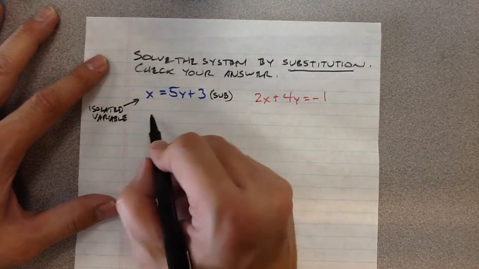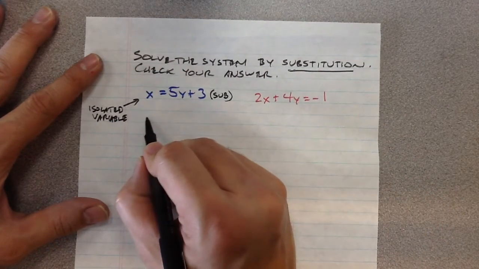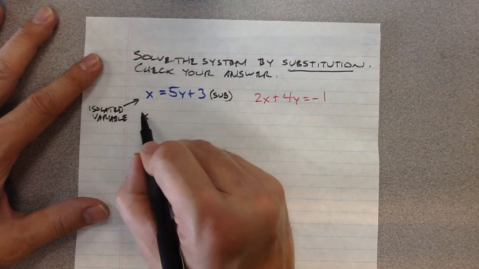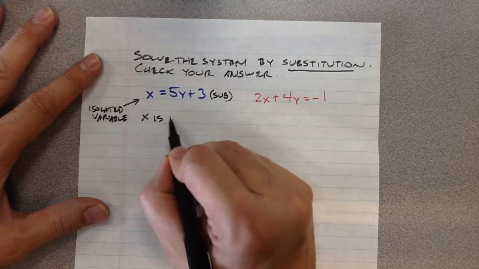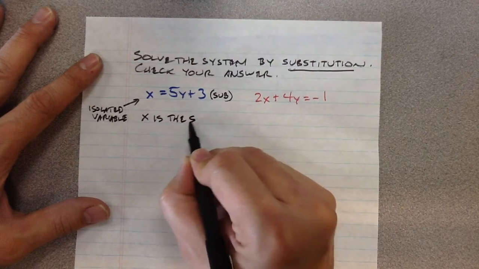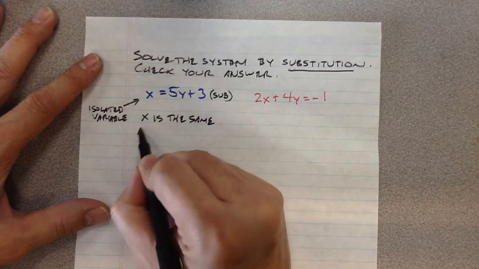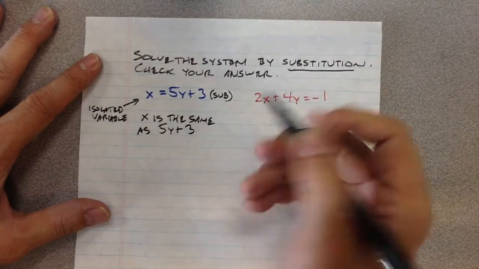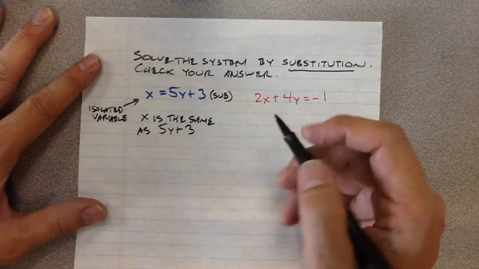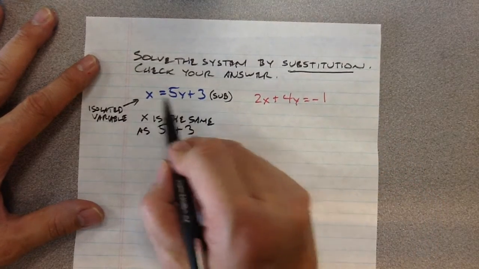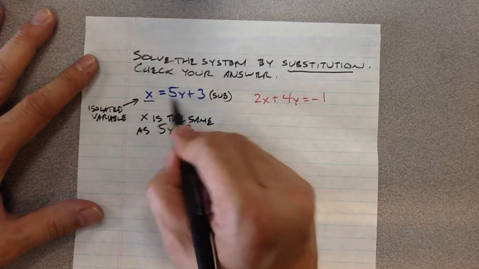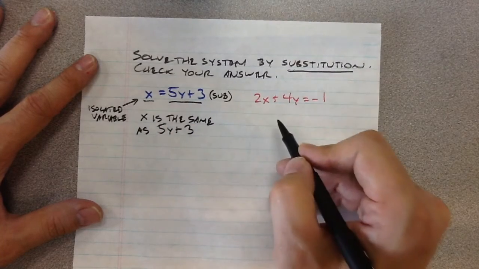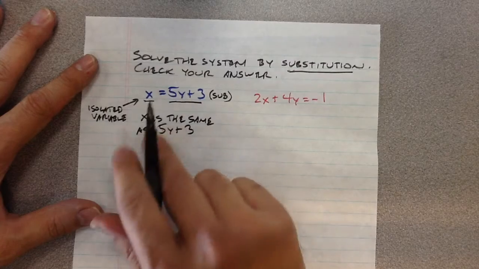Because basically what this is saying, in words, is that whatever answer x is, that x is the same as what's on the other side, 5y plus 3. So if I knew what x and y were, I could plug them in and what I would get for x would be the exact same thing I would get for 5y plus 3. So they're basically equivalent to each other.